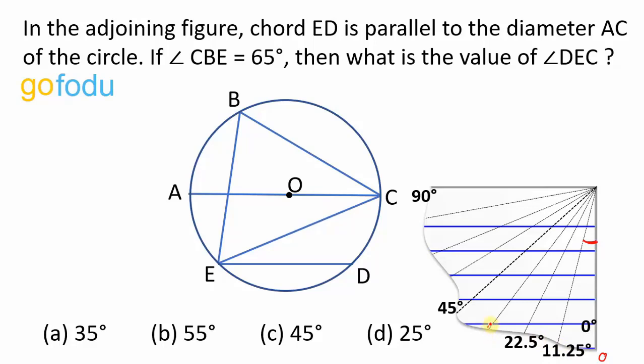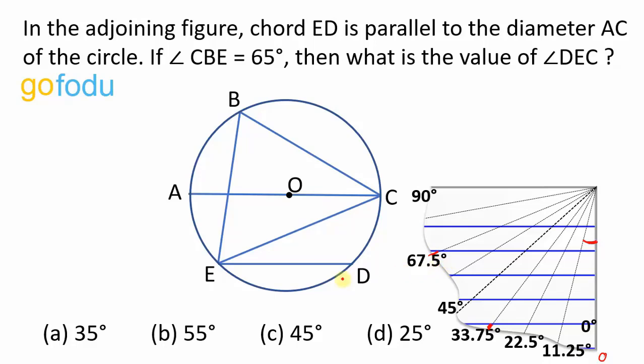So this crease will represent 22.5 plus 11.25, that is 33.75 degrees. And this line here will represent an angle between 45 degrees and 90 degrees. The average of 45 degrees and 90 degrees is 67.5 degrees. And ladies and gentlemen, we have a working protractor with us.